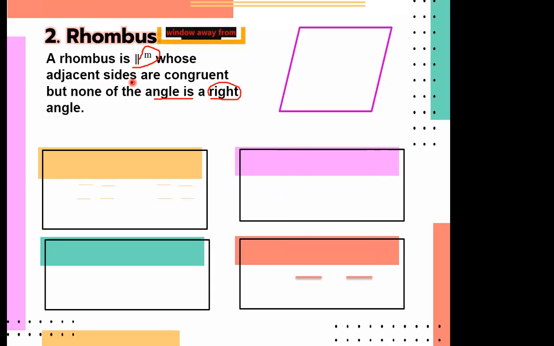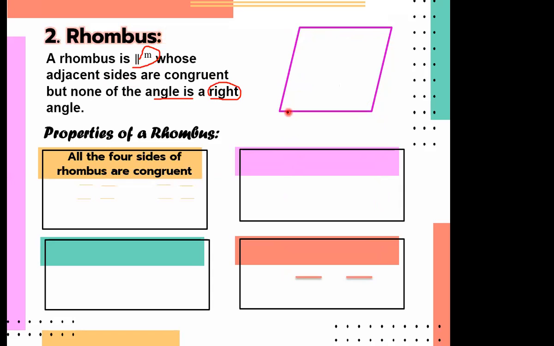How? Just look at this one. If you look very carefully, all the sides of this rhombus are congruent, meaning all the sides will be equal. But as you can see here, none of the angles is a right angle, meaning we cannot say that this angle is equal to 90 degrees. Now, the properties of rhombus.